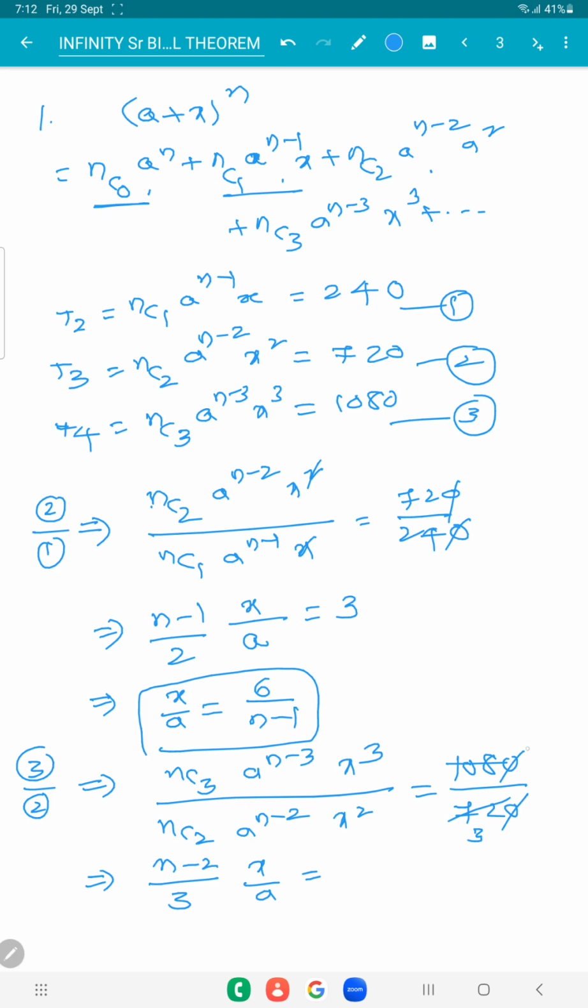We can take the 3 table also: 2 times 3 times, so that is equal to 3 by 2. Observe that this implies x by a is equal to, let it be the fourth equation, x by a is equal to 9 by 2 times (n minus 2). Let it be the fifth equation. So from the fourth and fifth we can eliminate x by a.